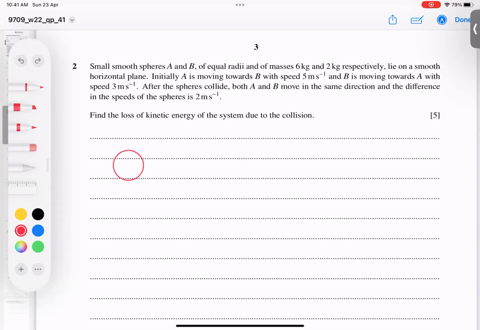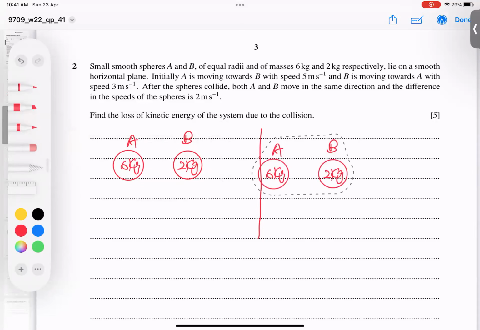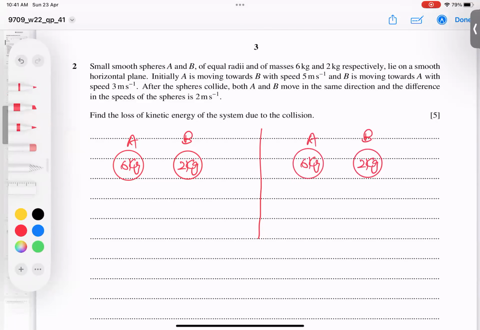Wait a minute. This is before collision and there is after collision also. So this first particle A has mass 6 kilograms, and particle B is 2 kilograms. Very clear. Now these two particles are given, and it is very clear they are the same size.